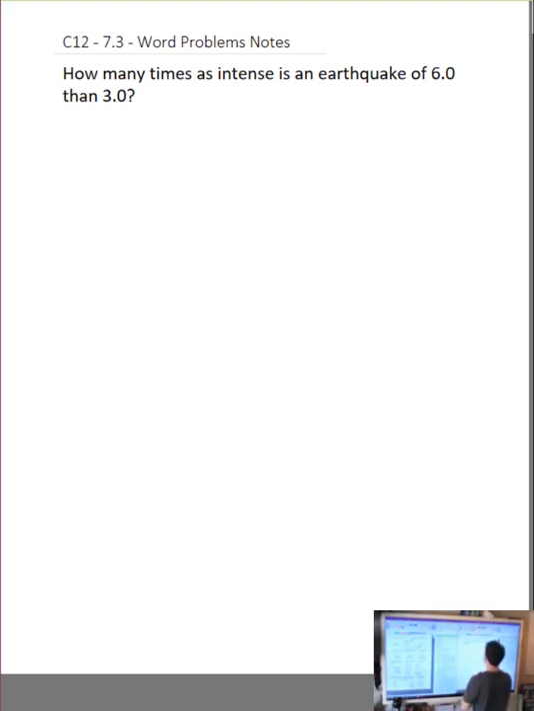Okay, how many times as intense is an earthquake of 6 than 3? So a little bit about earthquakes and Richter magnitude. If you have an earthquake of Richter 3, a 4 is 10 times as strong as a 3, and a 5 is 10 times as strong as a 4. So if a 4 is 10 times as strong as a 3 and a 5 is 10 times as strong as a 4, that means that a 5 is 10 times 10, 100 times stronger than a 3.